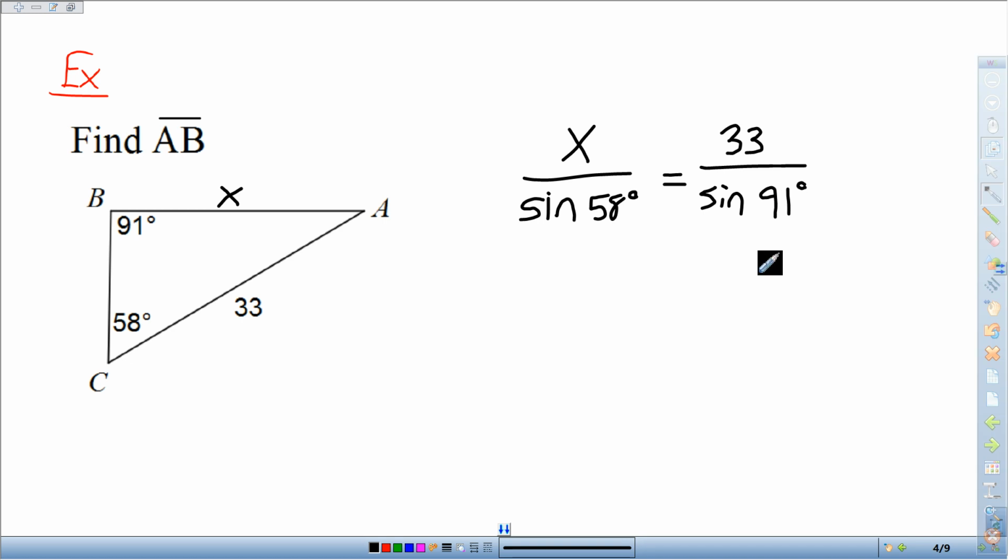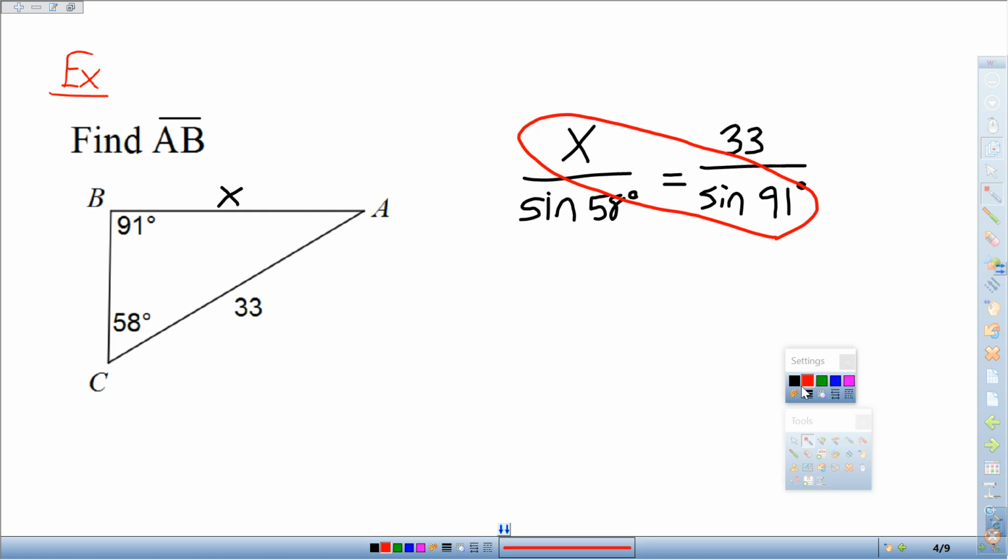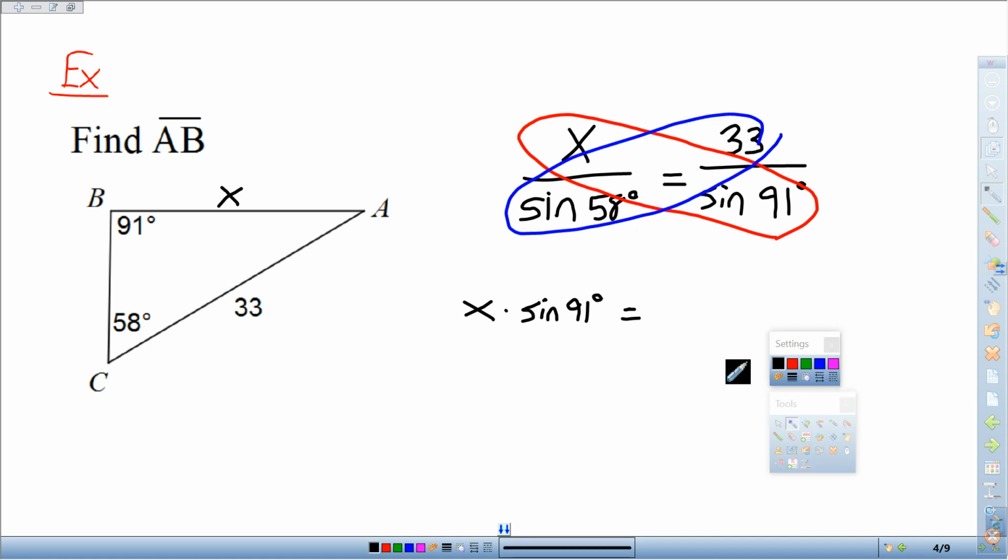Okay, so that's setting up these problems. Again, I think that's the most important part. After you get to this step, we're going to cross multiply like we were doing in the past with similar triangles. All right, so when I go to cross multiply, I like to start with the one that has my variable. So I'm going to start with x times sine 91, and I'm just going to write it out just like that. So x times sine 91 degrees. Okay, and I'm going to set that equal to my other cross multiplication, 33 times sine 58.